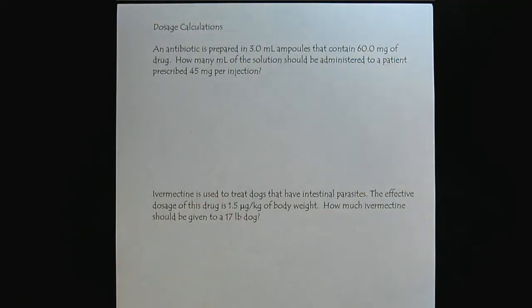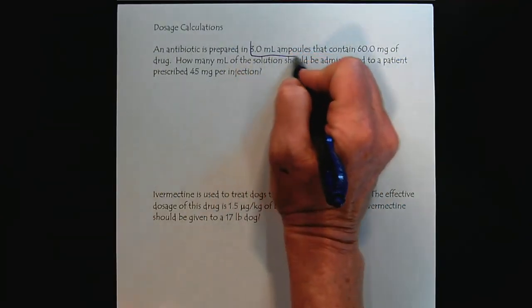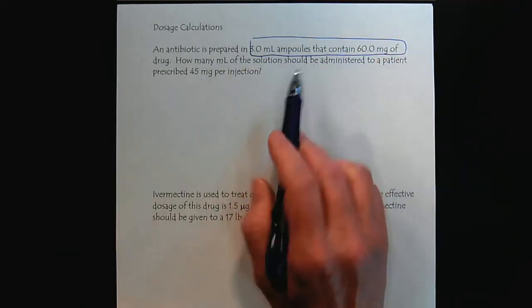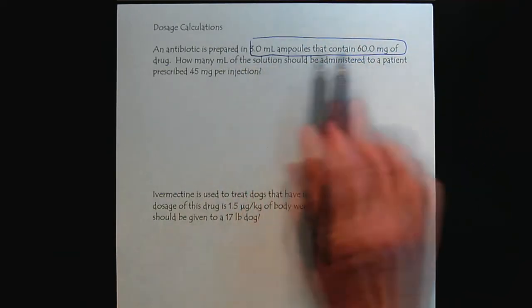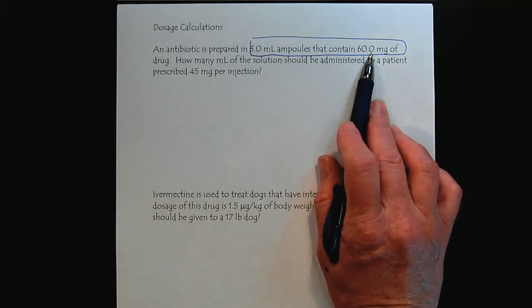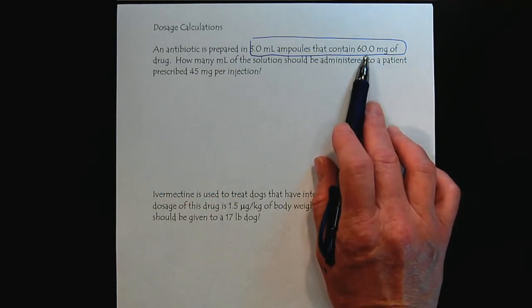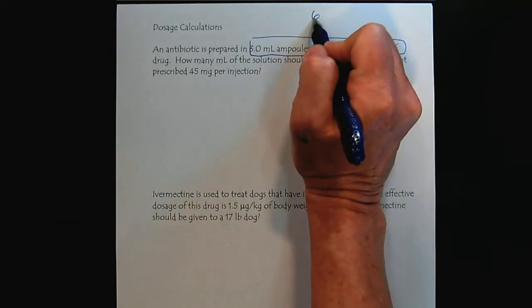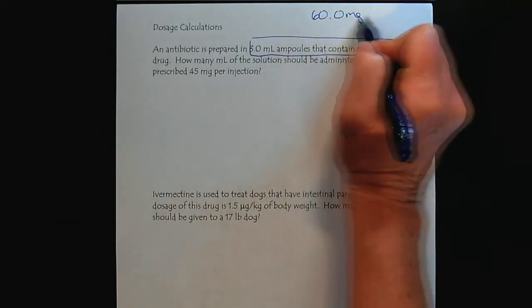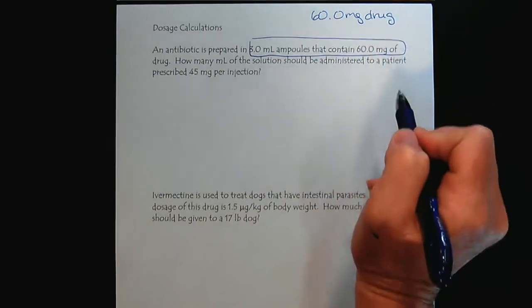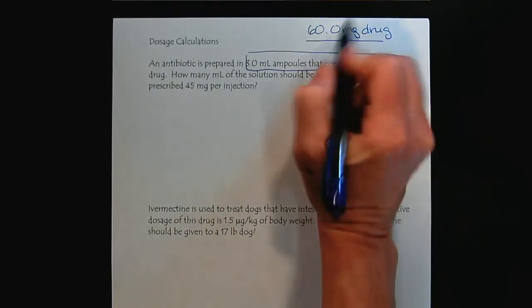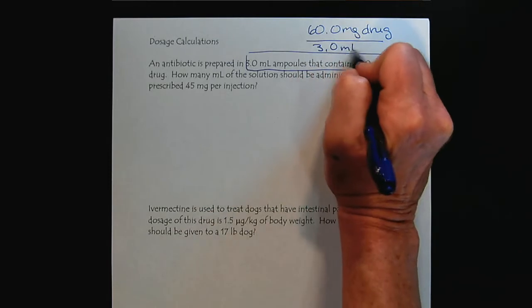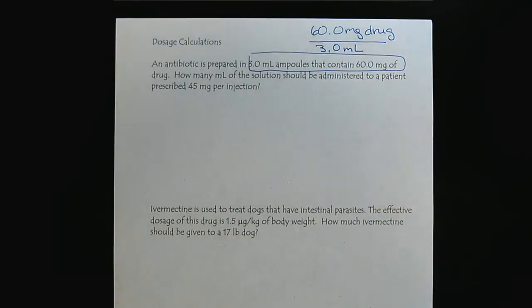Alrighty, so the first thing we have to do is pull out the information. Right here is the key. We're told that we have a 3 ml ampule that contains this amount of drug. So this is our conversion factor. We know that we have 60 milligrams of the drug per 3 milliliters. So that's going to be our key to solving this problem.